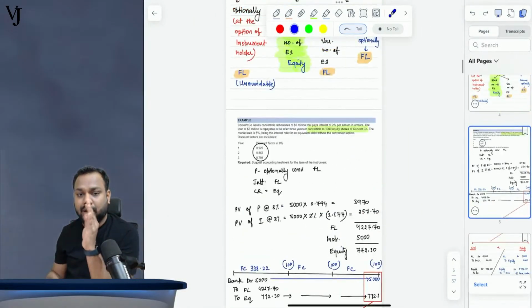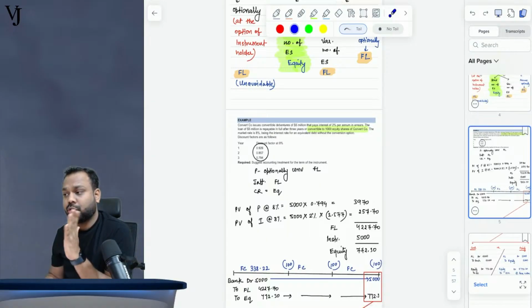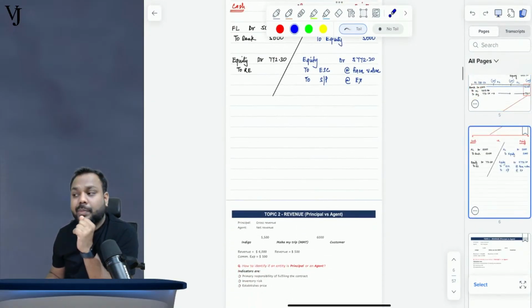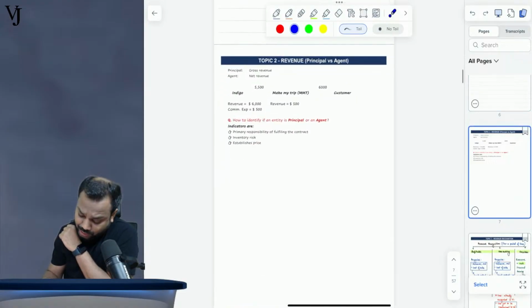So I've explained the calculations, the logic, and the question also. Okay, I believe this concept is clear to all of you. Now coming to the second concept.